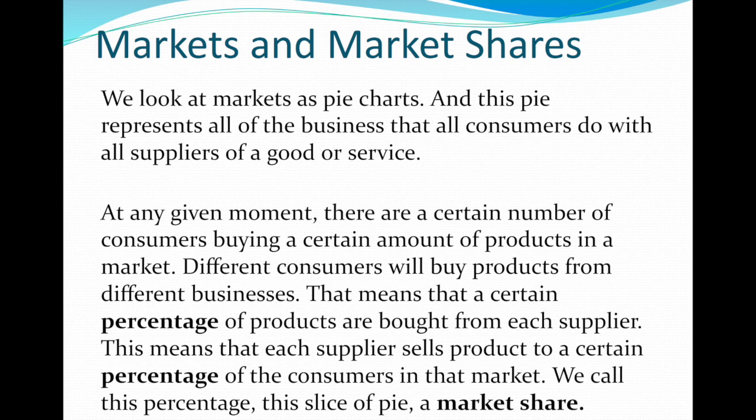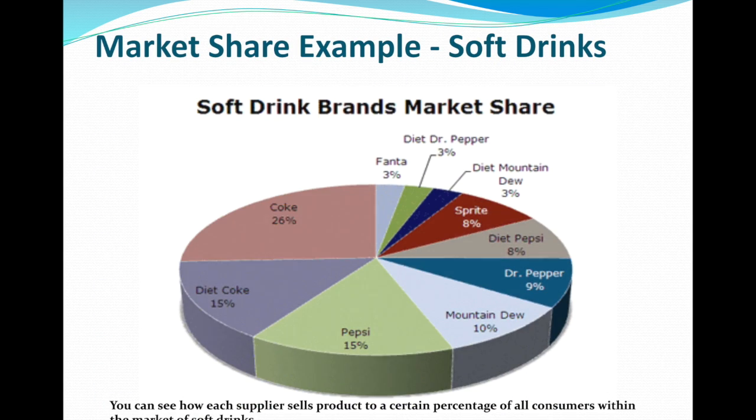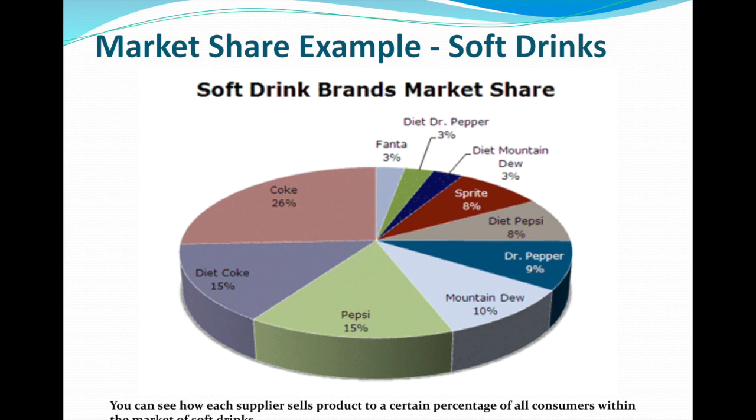It's the same thing with markets, except we're looking at how much of a percentage each company has in terms of the number of sales they make. I'm going to show you a visual example of that. So here is the soft drink market. Now, I don't remember from what year this was taken, but this is an actual pie chart representing all the sales of soda pop that are made in North America.